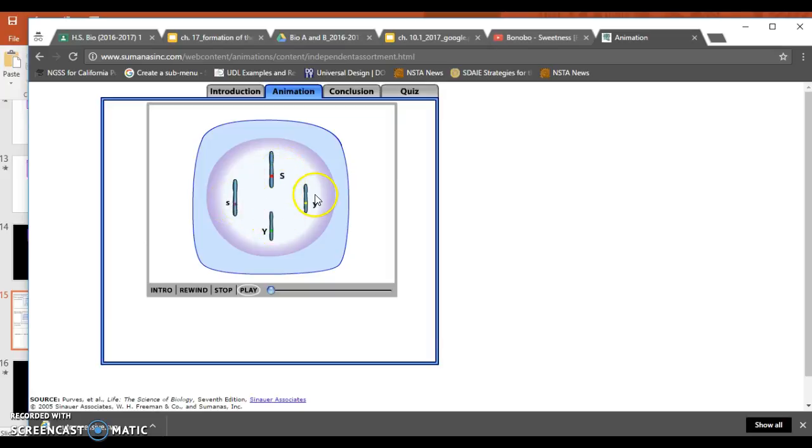And then these chromosomes are carrying the Y allele. This isn't the Y chromosome. What this means is in this simulation, they're just symbolizing Y as a type of gene or an allele. This would be a dominant allele. This would be a recessive allele. And all you do is hit play. And you watch.